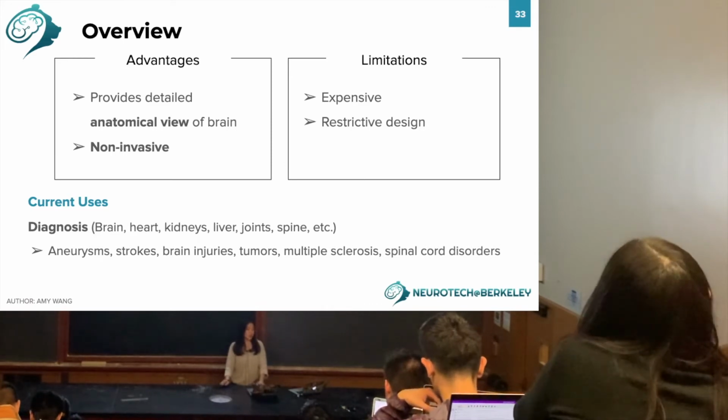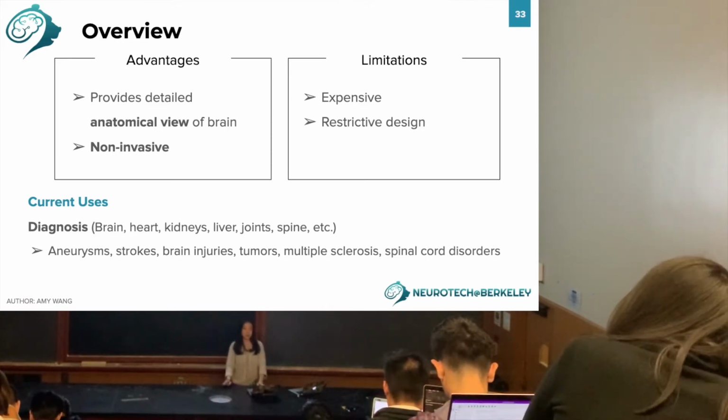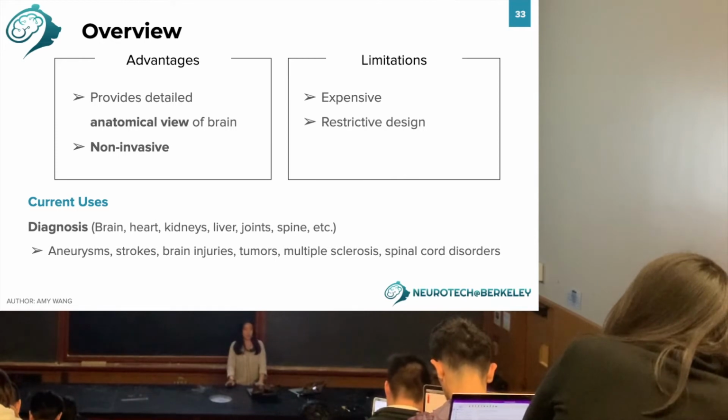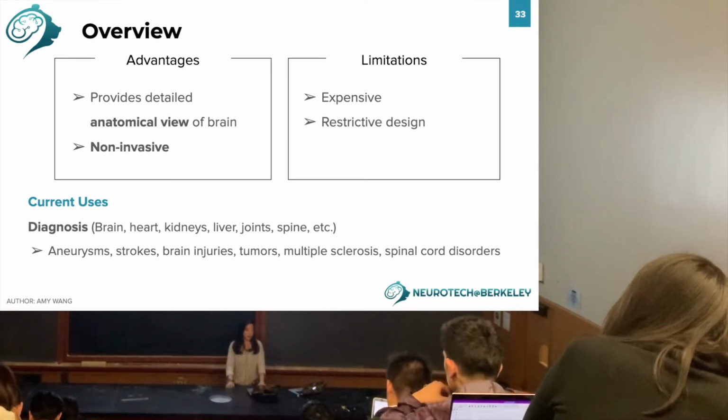It's non-invasive. If you guys have been in one before, you know it's just a tube that you lay in. Try really hard not to fall asleep. But yeah, some limitations are that it's really expensive and has a restrictive design. Obviously, people who are claustrophobic, or maybe can't get to an MRI, face problems, things like that.